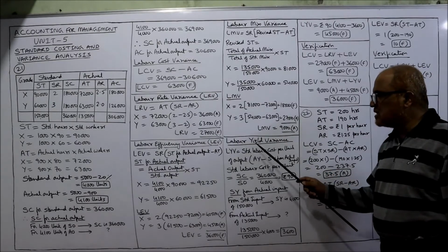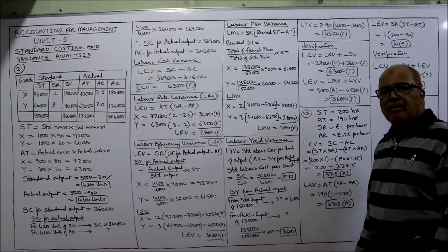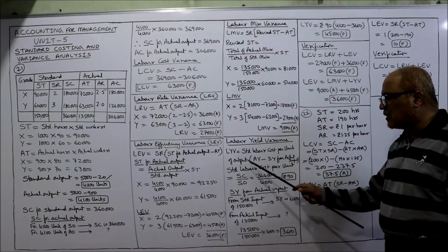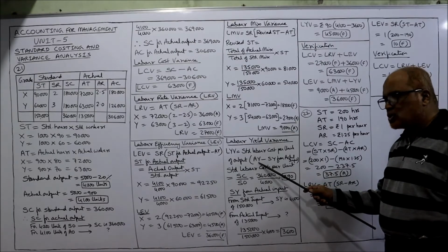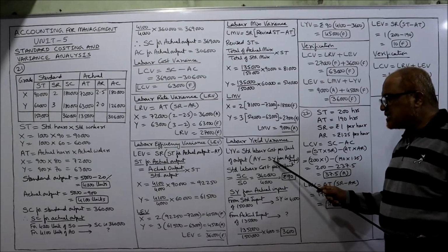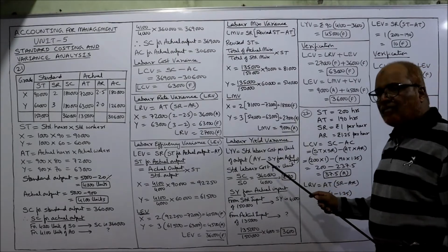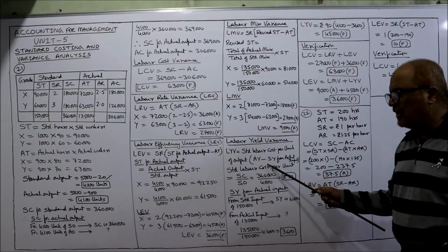Now the last variance is labor yield variance. The formula for labor yield variance is standard labor cost per unit of output into actual yield minus standard yield from actual input. Remember, first time we are applying the formula for LYV.